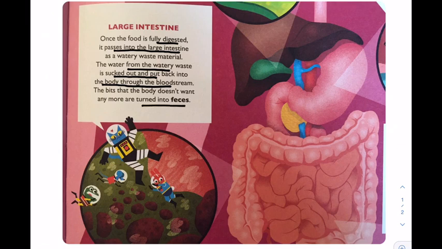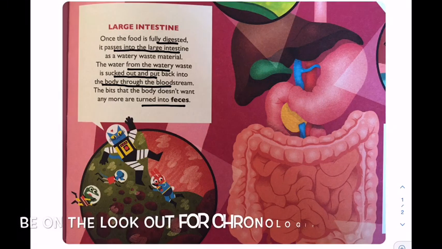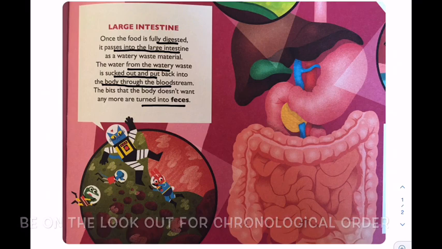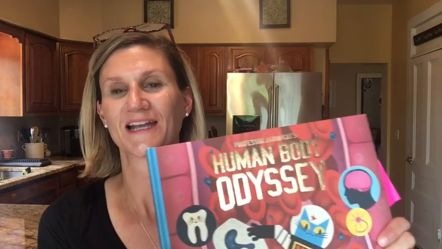Now this part's a little tricky because the author doesn't use order words like first, then, next, or last. But we can recognize that he is giving steps in a process, order in terms of how the large intestine works. I hope you enjoyed reading some of the Human Body Odyssey with me and thinking about text structures. Be sure to be on the lookout for these text structures when you're reading your informational books too.